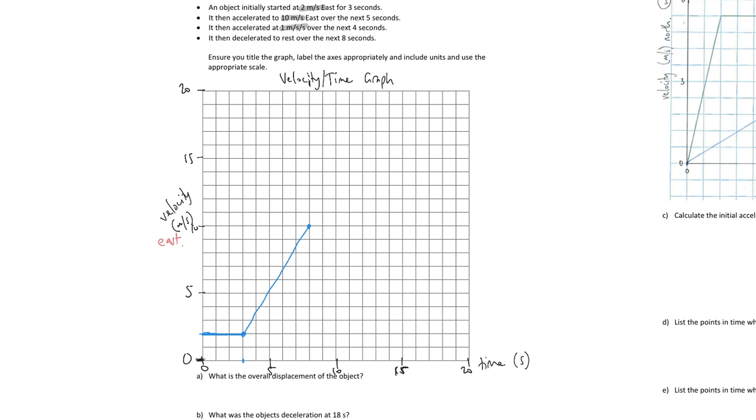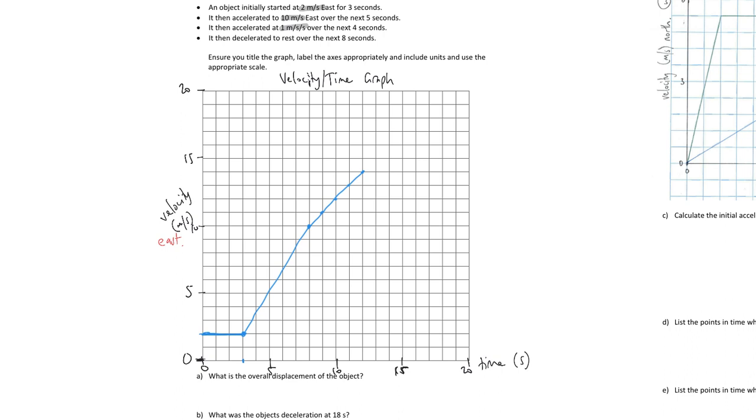Right, so it then accelerated at 1 meter per second squared over the next 4 seconds. In the first second, it's going to be 1 meter per second faster. In the next second, 1 meter per second faster. In the next second, 1 meter per second faster. And in the next second, 1 meter per second faster. So that's this one here. It looks like it is the same gradient as the last line, but it's not, so you have to be really aware of those things.